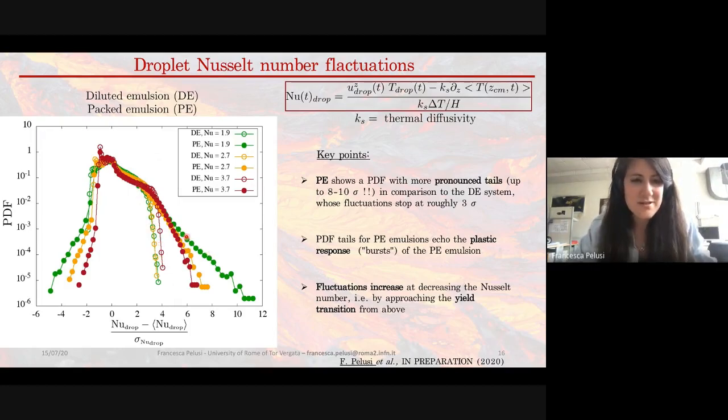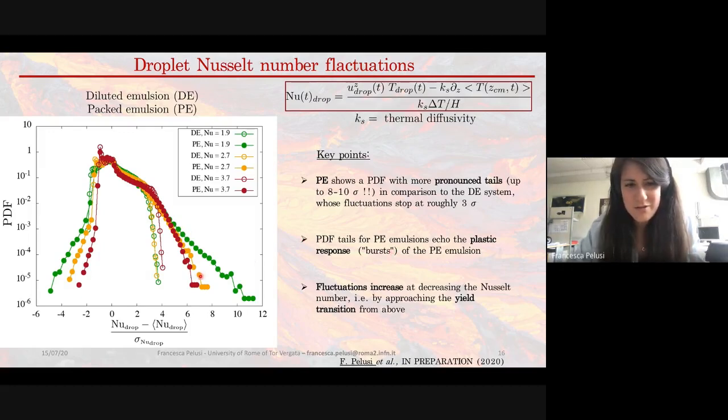So the first result is that the tails are very small in the case of the dilute emulsion. Here they reach almost 3 or 4 sigma, the standard deviation. In the packed case, instead, we have tails that reach also 9 or 10 standard deviations. So it is evidence of the plastic response that is enhanced in the case of the packed emulsion and missing in the dilute case.